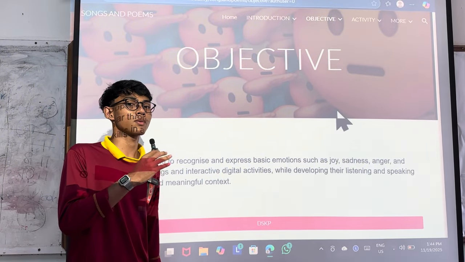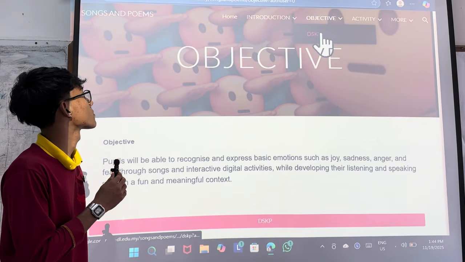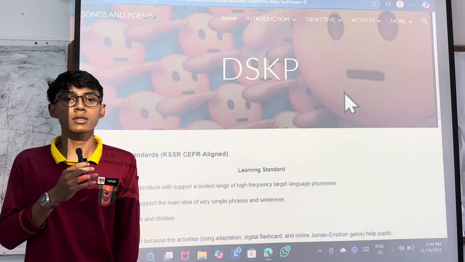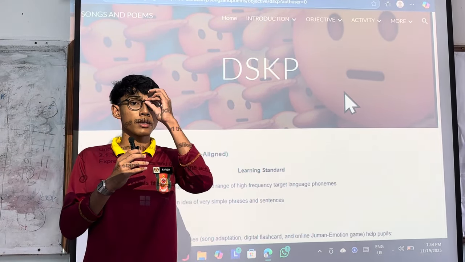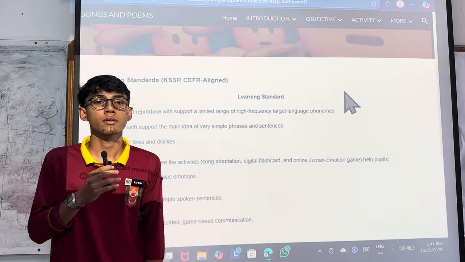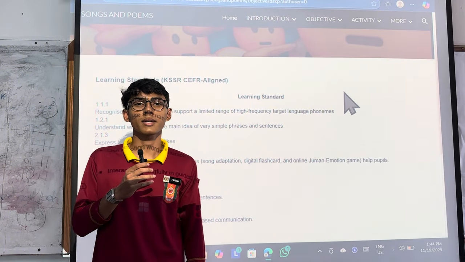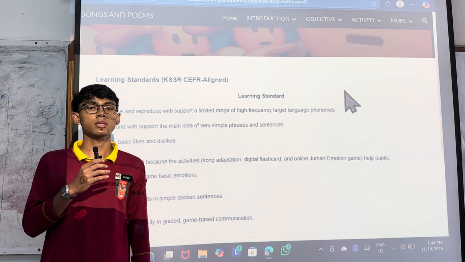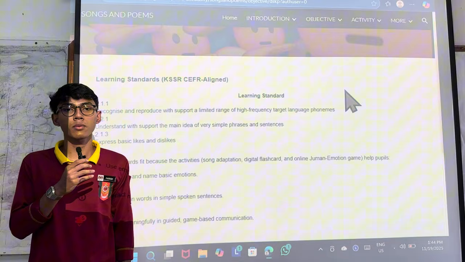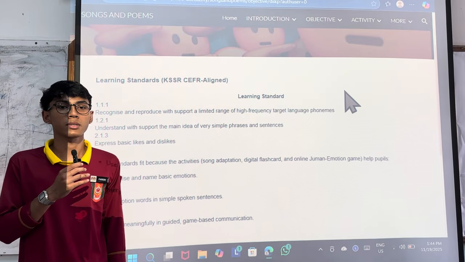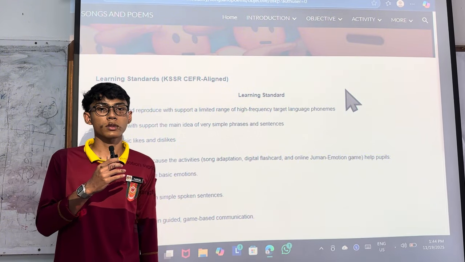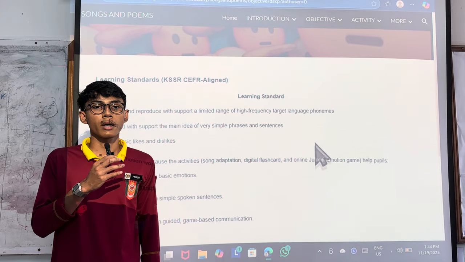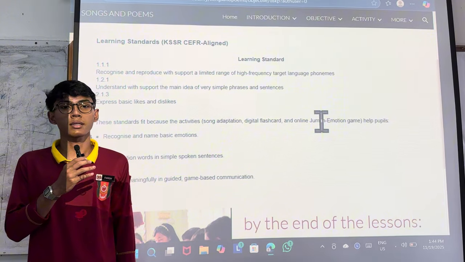And now let's jump into the DSKP. For the DSKP, we have chosen Year 1. For the learning standard, 1.1.1, recognize and reproduce with support a limited range of high frequency target language phonemes. And second, 1.2.1, understand with support the main idea of very simple phrases and sentences. And lastly, express basic likes and dislikes.